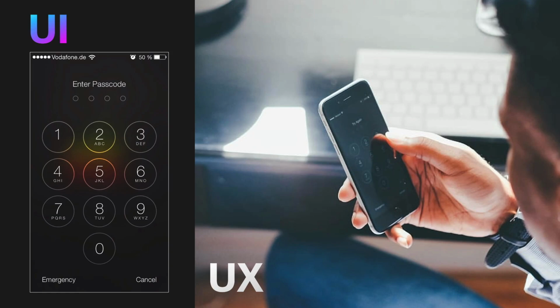So here's an example of a UI versus a UX. A UI is what people see in front of them, the actual interface, whereas UX is how they interact with it, how they use it, how they feel while they're using it. So there's a lot more going on with UX.